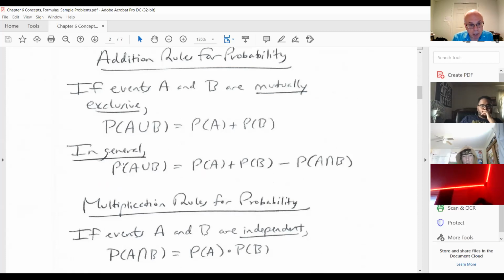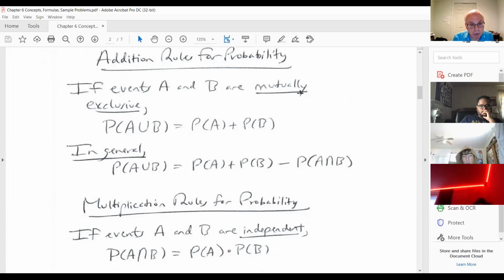So the general form is that we add their individual probabilities, and then we subtract A intersect B, or A and B. And that's because the probability of A and the probability of B both include the possibility of A and B occurring together. So we're double counting when we add these two probabilities together. To get rid of the double counting, we subtract one of them.